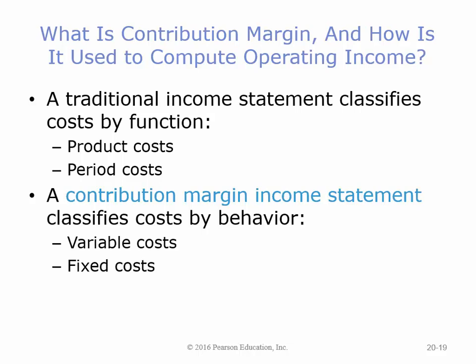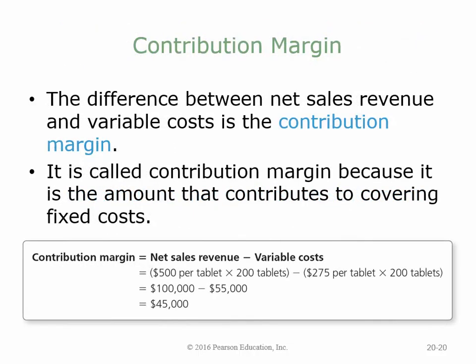But now we're going to shift, and pretty much for the rest of the course, we'll start thinking in terms of what's called a contribution margin income statement. These are never used in financial accounting, but they're almost always used in managerial accounting, where we classify our costs by behavior, variable cost versus fixed costs, okay? So the difference between the net sales revenue and the variable cost is what we call our contribution margin.